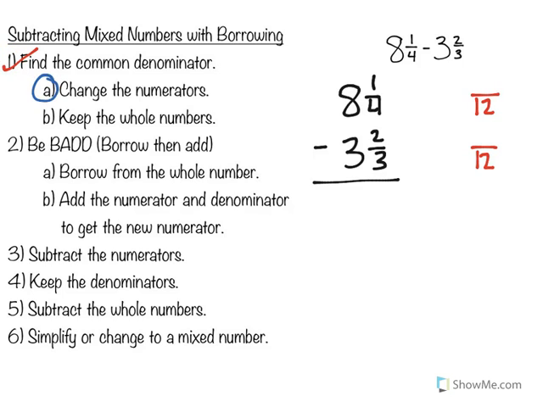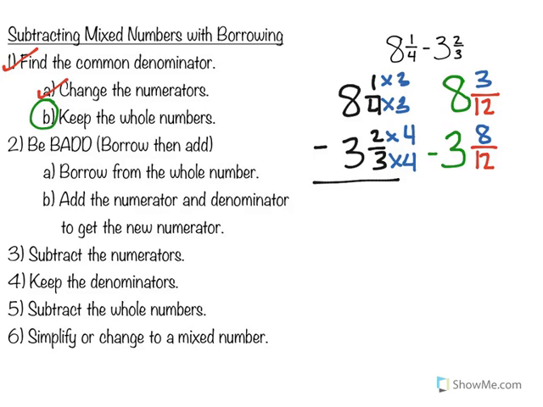Now I have to change my numerators. 4 times 3 is 12, so 1 times 3 is 3, and 3 times 4 is 12, so 2 times 4 is 8. The last thing that you need to do before you can start actually subtracting is keep your whole numbers. Remember, the whole numbers stay the same, so you just bring them over to create your new problem.